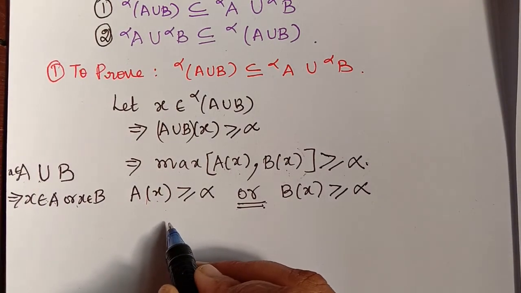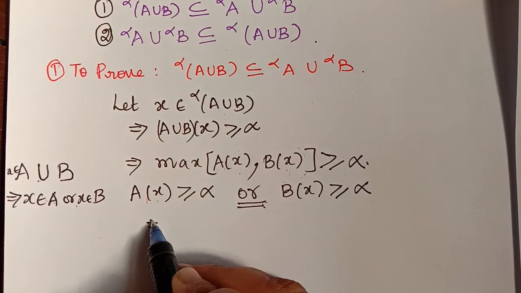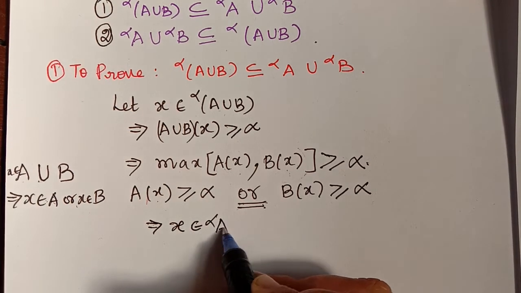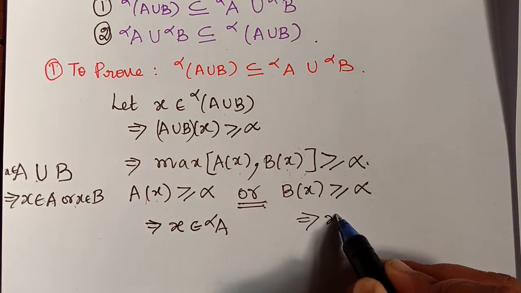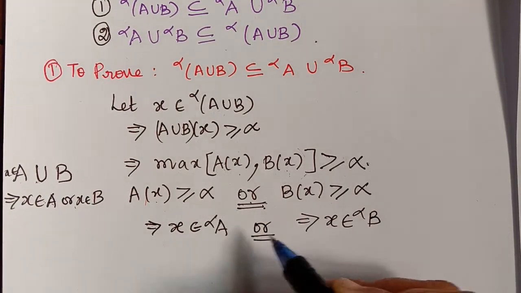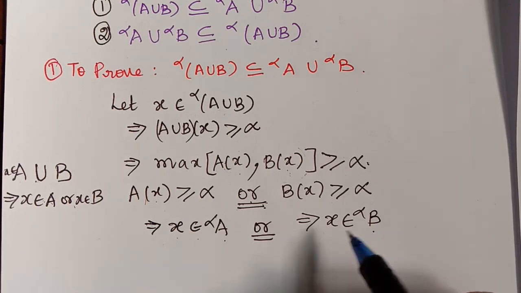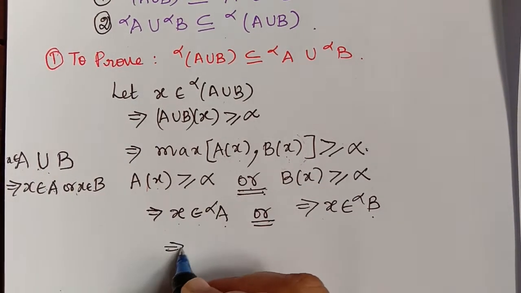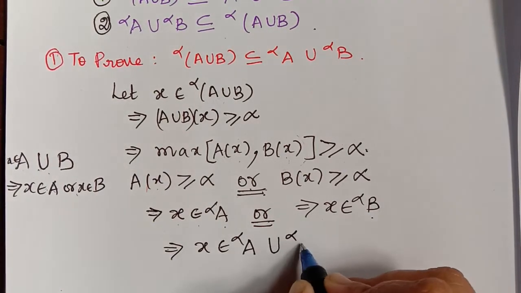So therefore, here A of X is greater than or equal to alpha, and this implies that X is an element of alpha cut of A. And B of X greater than or equal to alpha implies that X is an element of alpha cut of B. So we have to bring down this or. So either X is an element of alpha cut of A or X is an element of alpha cut of B. So what I told you, or means union. Therefore X will be an element of alpha cut of A union alpha cut of B.